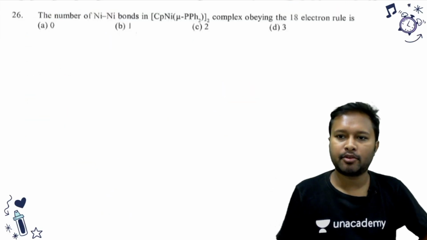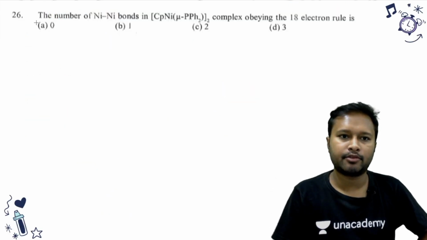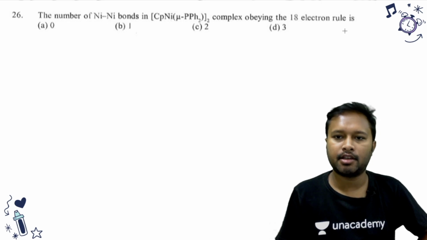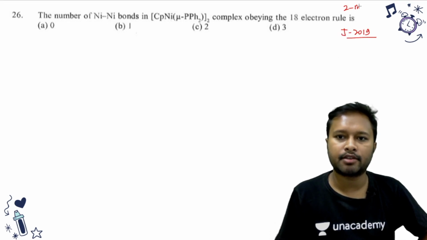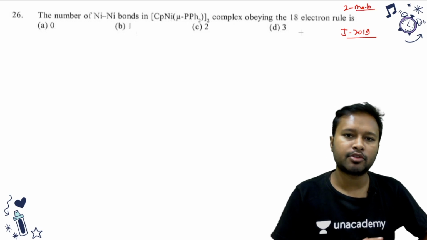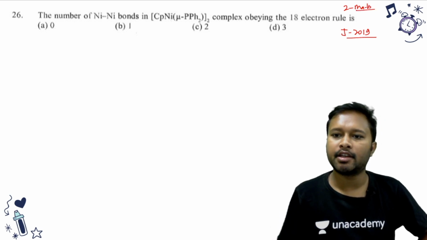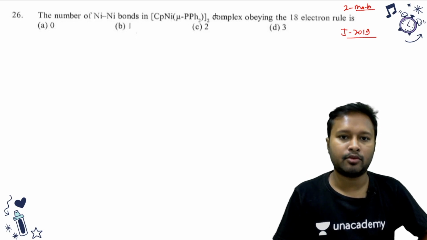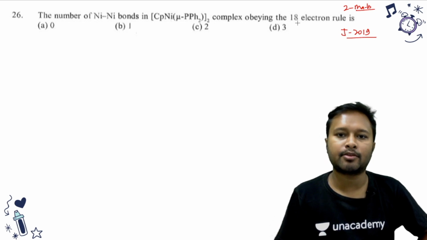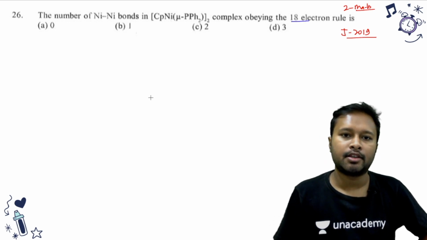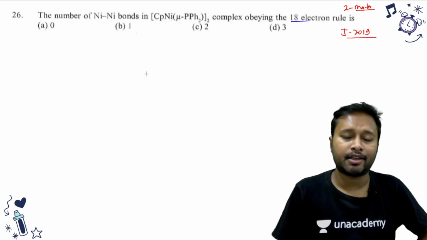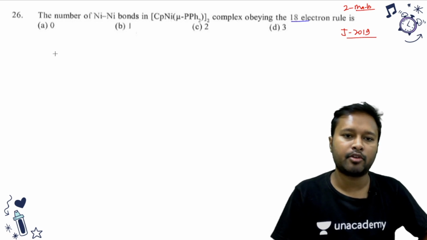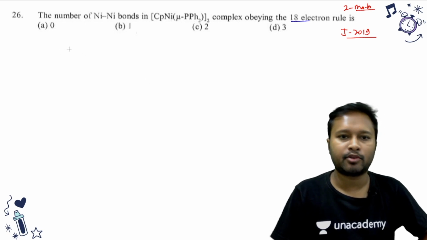Alright guys, let's look upon this particular question which was asked in the CSIR June 2019 exam, and this was asked for 2 marks. It seems a pretty simple question, but yet people made mistakes in it. The question is the number of nickel-nickel bonds in [CpNi(mu-PPh2)]2 is, the complex obeying the 18 electron rule. So in order to find out the number of metal bonds, the first thing is to find out the total valence electrons.